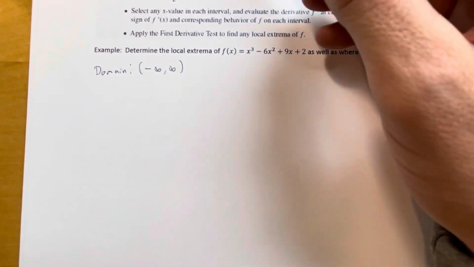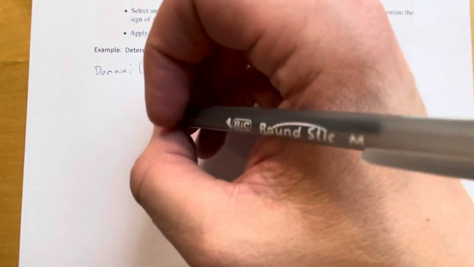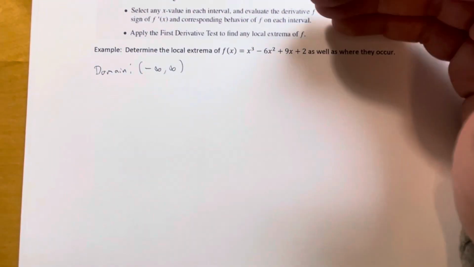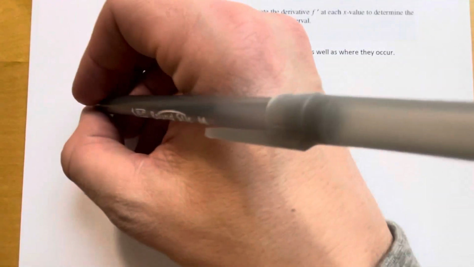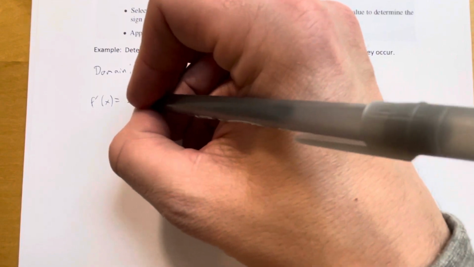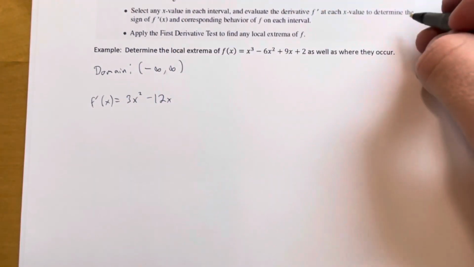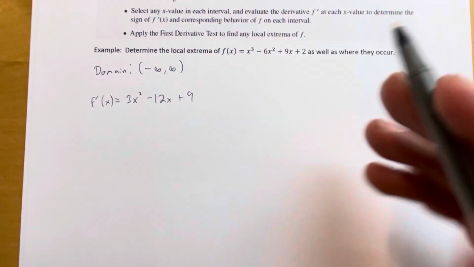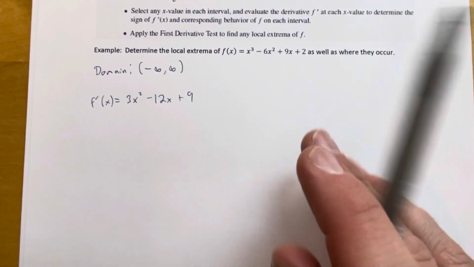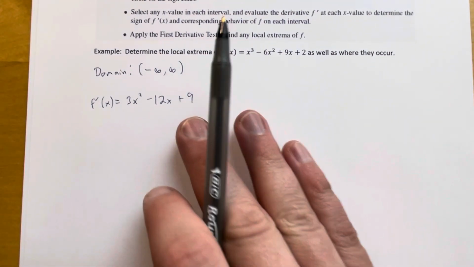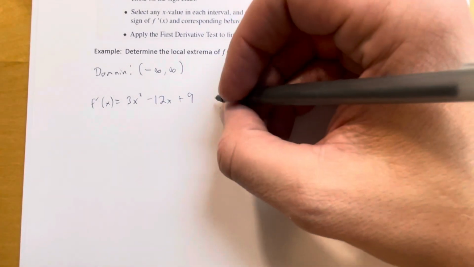In this case, I'm going to find all partition numbers. That means all places where the derivative either equals 0 or is undefined. So we take our derivative, f prime of x is equal to 3x squared minus 12x plus 9. Hopefully by this point you're able to take derivatives of polynomials as quickly as this. You should have had enough practice with this by now.